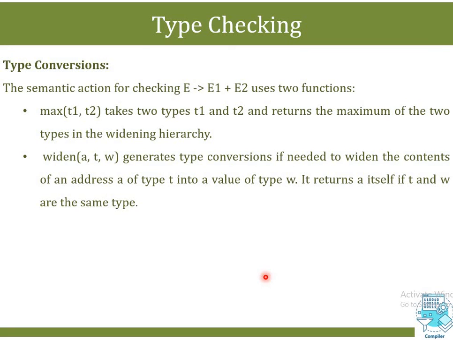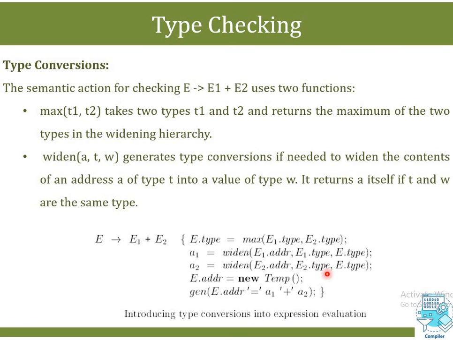Next, you have a function called widen. What this widen function does is convert the value present in address A from type T to type W. You give an address as the first argument. The value we have in that address, which is of type T, will be converted to type W. So this is a semantic rule.